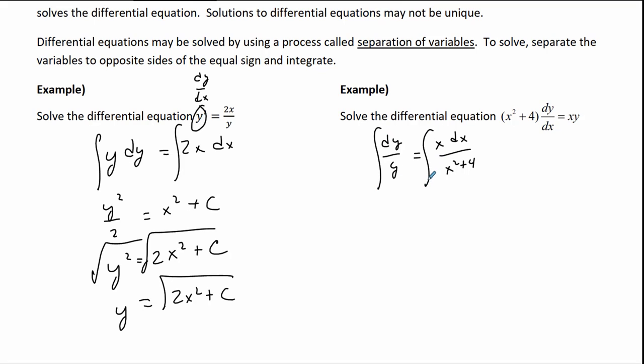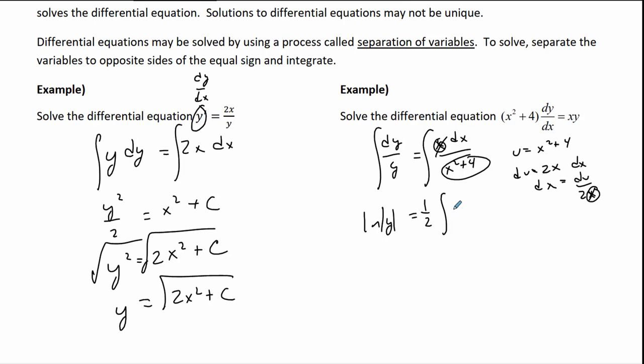I want to integrate. When I integrate this side, if you remember, this should be the ln of y. Hopefully you remember that. Now we can say absolute value. Might as well put the absolute value there because we don't actually know what y is. Equals, in this case, I need to say that u is equal to x squared plus 4. du is equal to 2x dx, and dx is equal to du over 2x. So this x and this x are going to cancel. The 1/2 is going to come out front, and this is then the integral of 1 over u du.